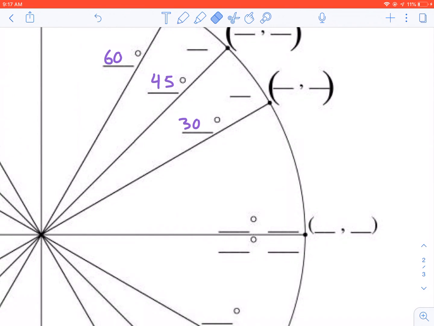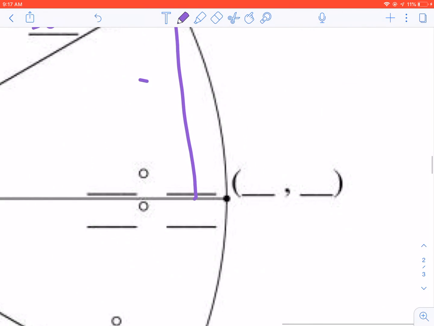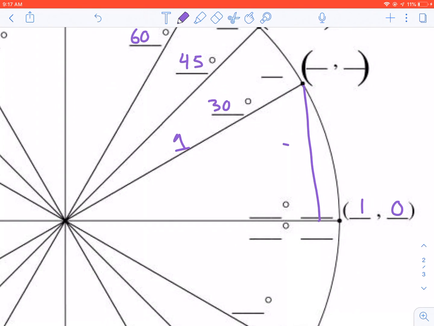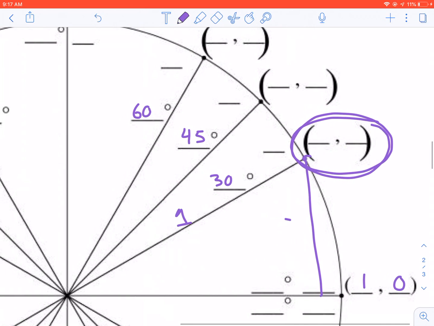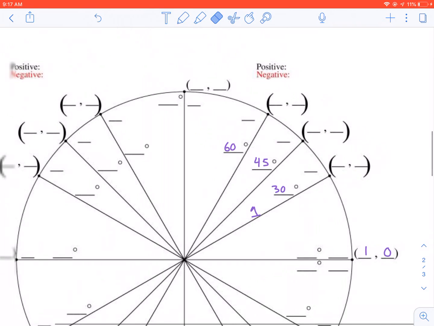All right, before a 30-degree angle, this is our unit circle, so we know this is 1, 0. We know the hypotenuse is 1. So see if you can figure out what the coordinates are for this point, this point, and that point. So we did it for 60 degrees. See if you can do it for 30 degrees and 45 degrees.